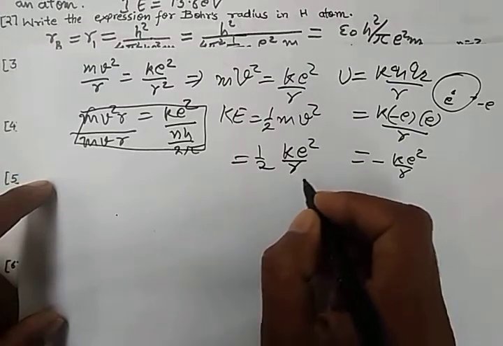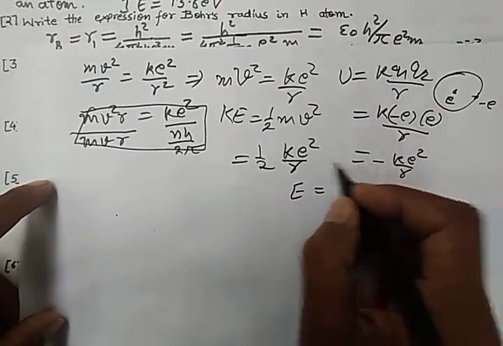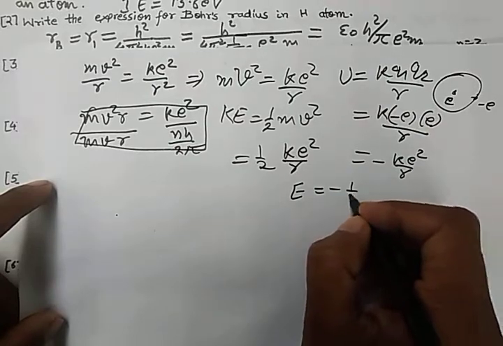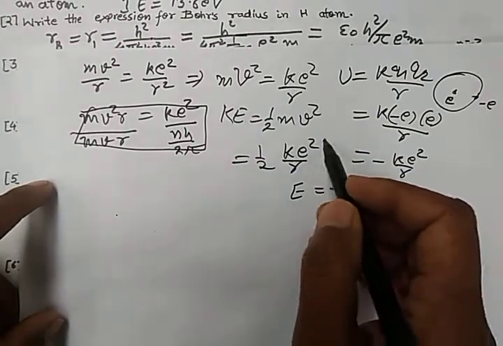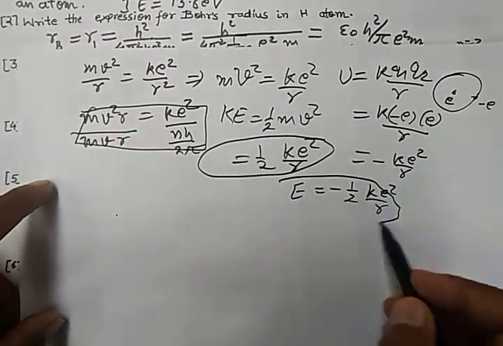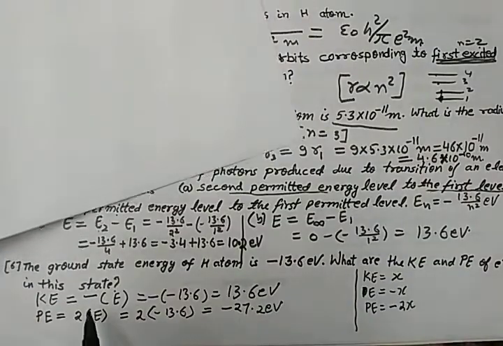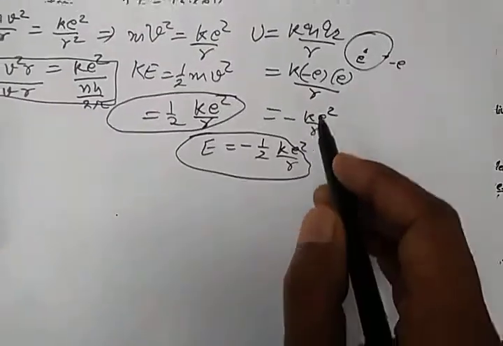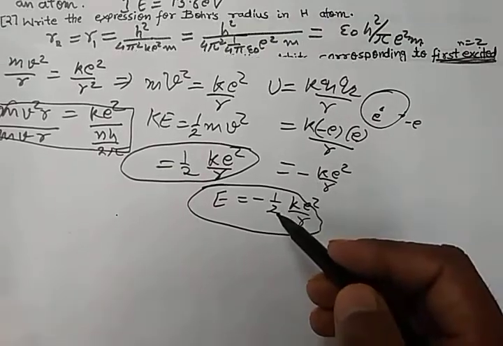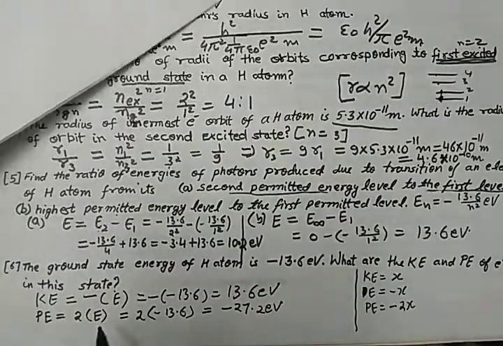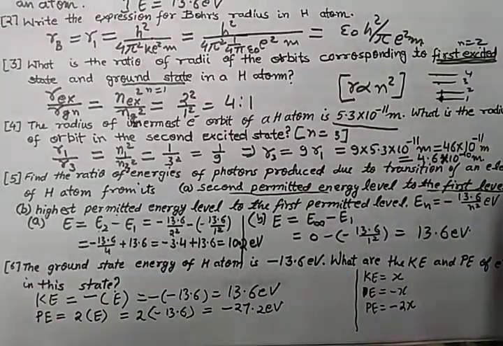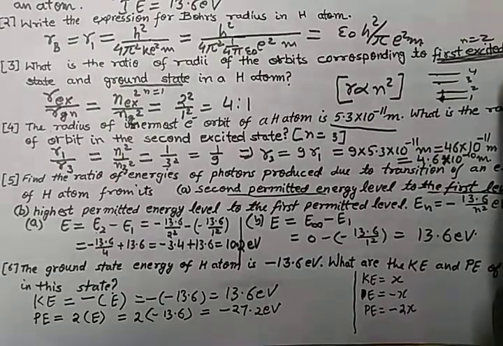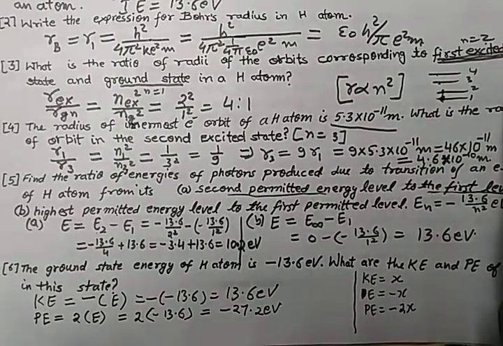And if we add both of them, we will find the energy, which will be half minus 1, that is minus half ke square by r. So this is how we can say that kinetic energy is equal to total energy, but with a negative sign. And potential energy is twice that of total energy. This is what we have done here. For more detail, you can watch the video on this topic. Link is in the description, and if not, then you can go to my previous videos.